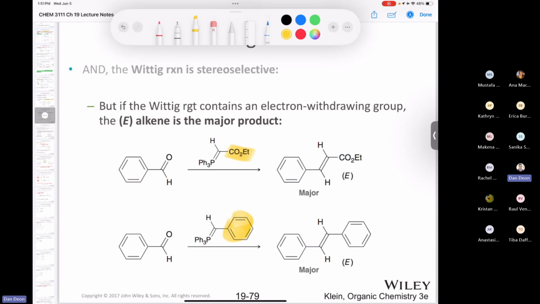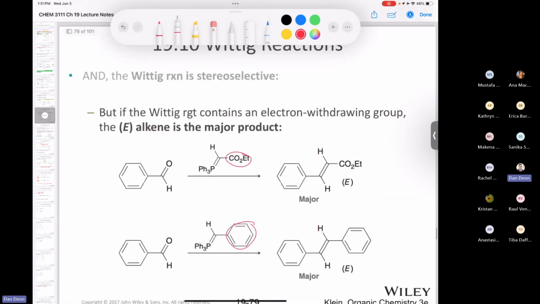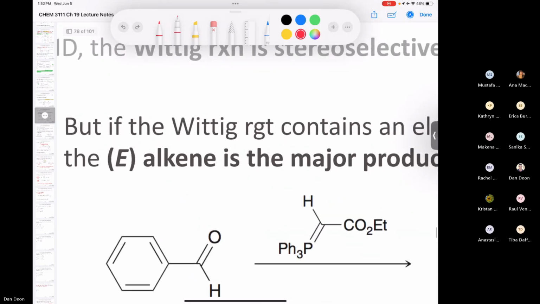Here we have a whole aromatic ring that can stabilize a negative charge. If you're unsure as to how this can stabilize a negative charge, and this can stabilize a negative charge, the answer is just resonance, right? I don't have time to go over all this, but if we just drew this one here as the ylide form, it would look something like this.